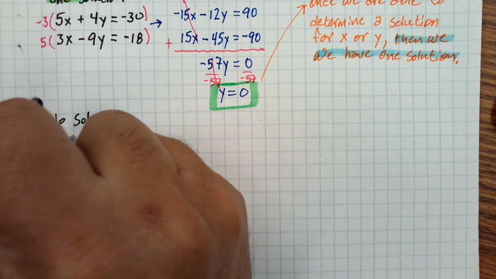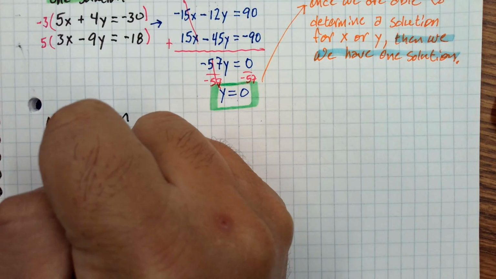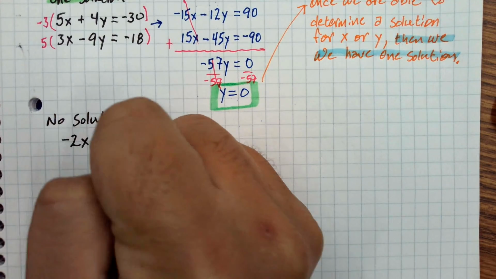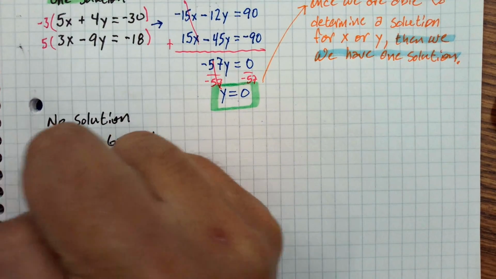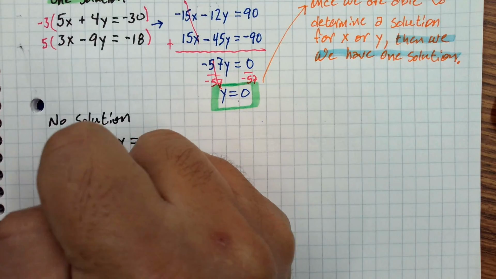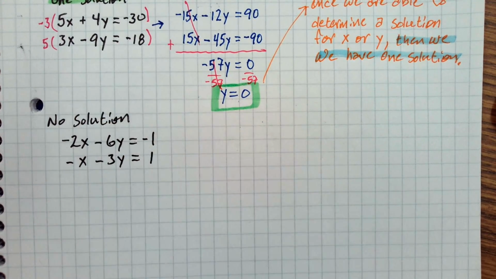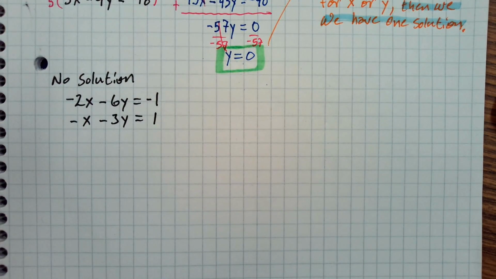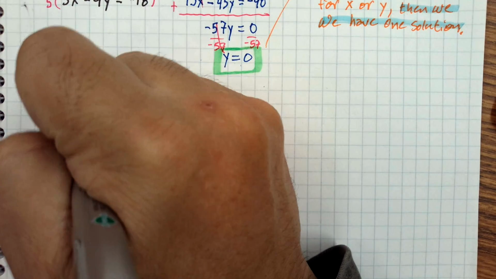Let's do -2x minus 6y equals -1, and -x minus 3y equals 1. Okay, so here's another system. And we want to eliminate. Okay, let's say we want to eliminate here, because really this is -1, right?